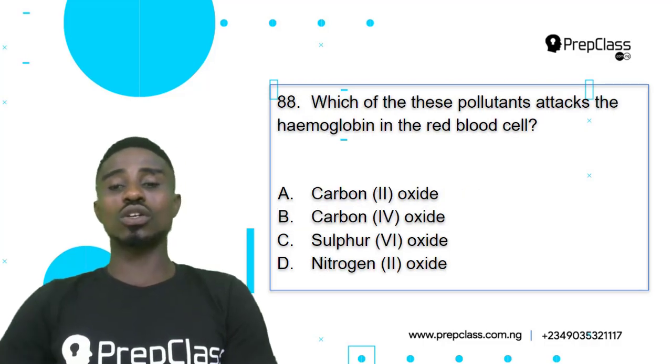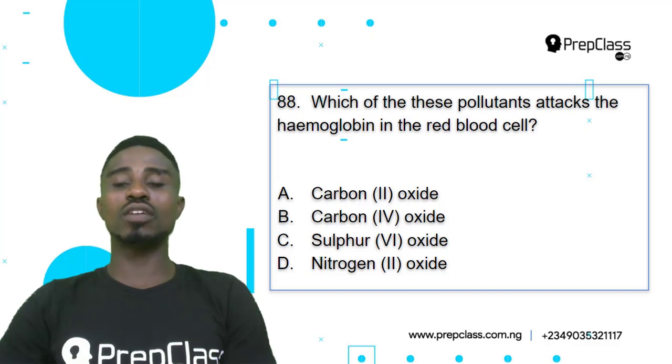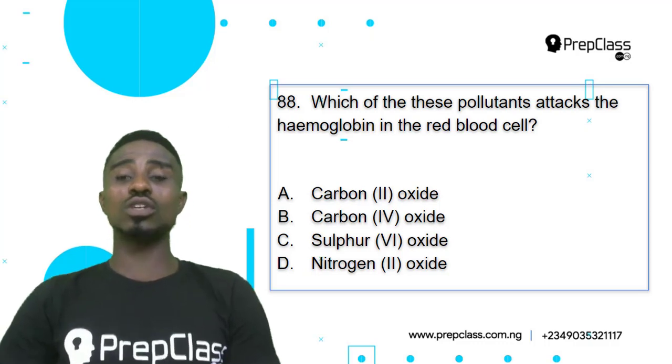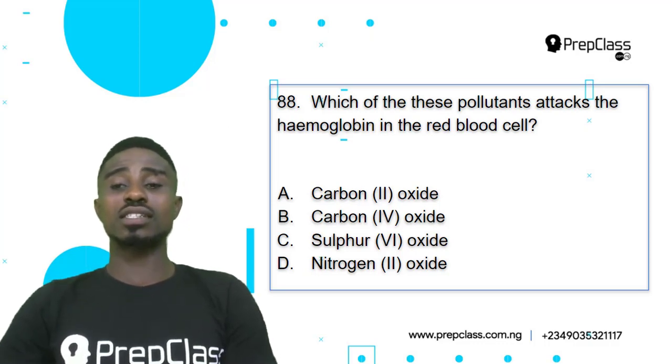Let's look at the next question. Question 88. Which of these pollutants attack hemoglobin in the red blood cell? A. Carbon 2 oxide, B. Carbon 4 oxide, C. Sulfur 6 oxide, D. Nitrogen 2 oxide. For us to carefully select the correct answer, we need to analyze all of the options and see which one best answers our question.